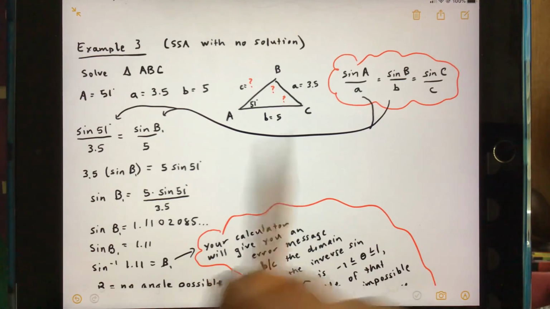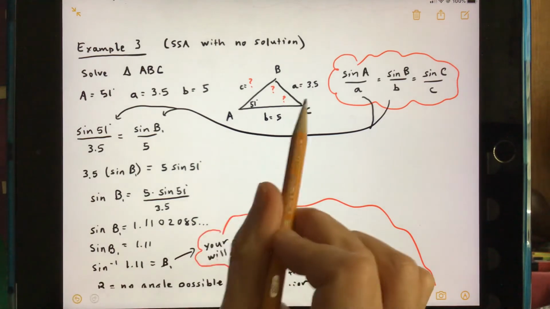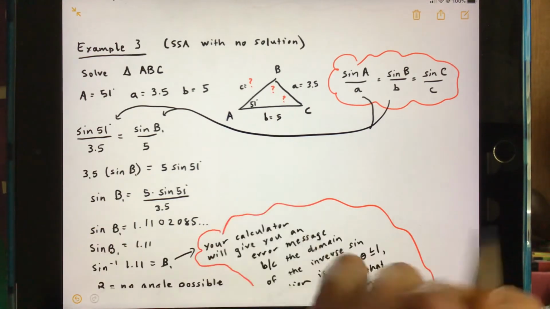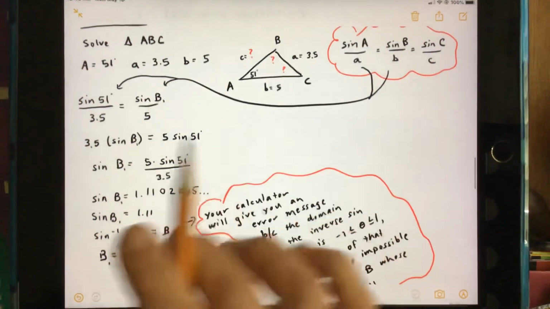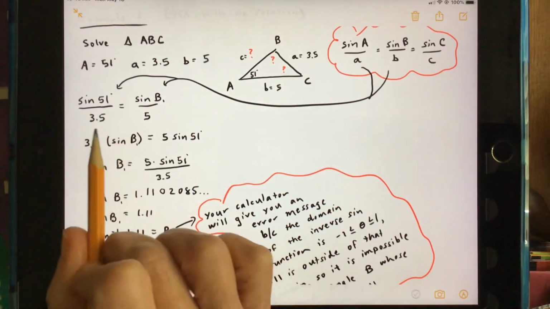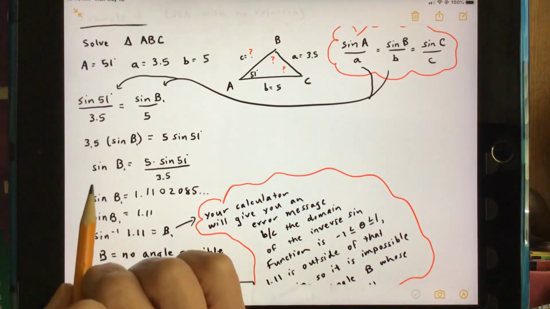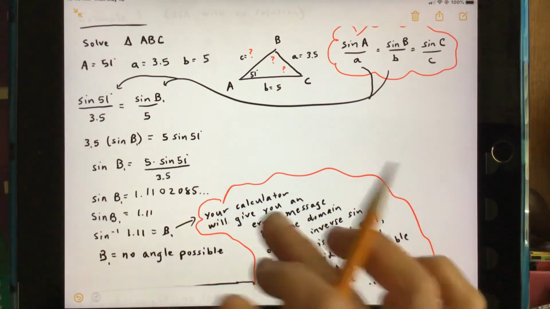How do we do it? Well, we're going to use our law of sines. So I'm going to do sine of A over a, that's sine of 51 over 3.5, is equal to sine of B1. I'm going to label that B1 in case there's a possible second angle that also would work for B. So sine of B1, which we don't know, over 5. I'm going to use my cross products to find my B. So 3.5 times the sine of B is 5 times sine of 51 degrees. Divide both sides by 3.5, so sine of B is 5 times sine of 51 over 3.5.